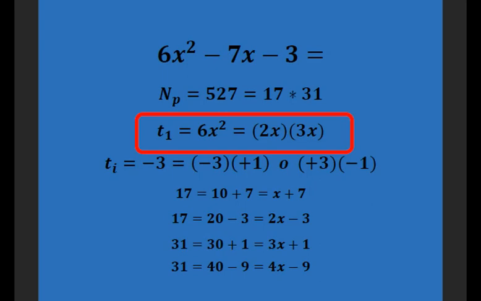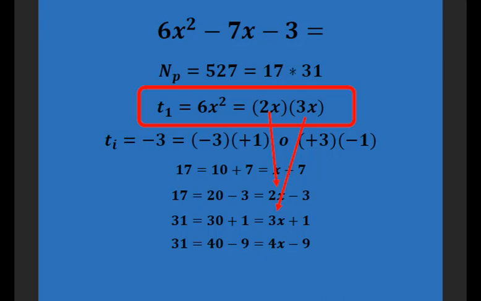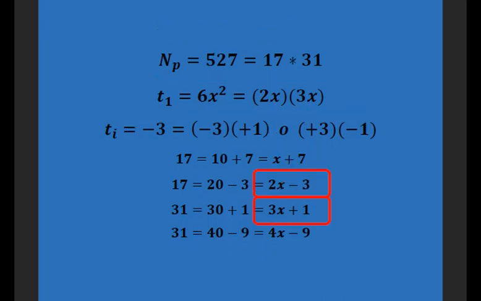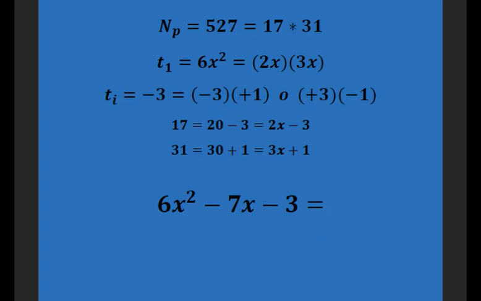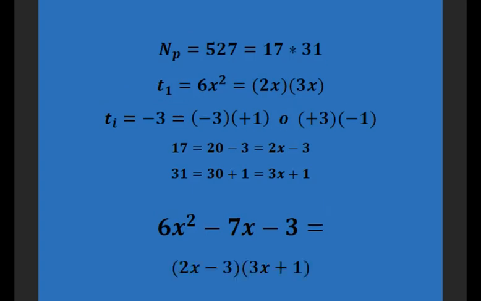Now with the terms of t sub 1, 2x and 3x, we look for the factors that satisfy t sub 1. The factors satisfying t sub 1 are 2x minus 3 and 3x plus 1. As a result, 6x squared minus 7x minus 3 is equal to 2x minus 3 multiplied by 3x plus 1.